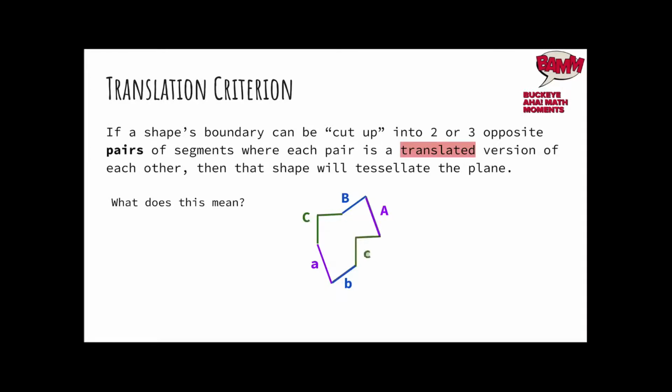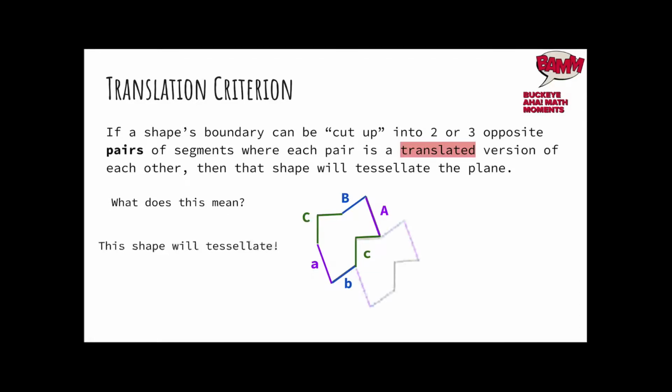And then you may notice that this corner C is actually also a translated version of the other side's corner, C. So this means that this figure has 2 or 3, in this case 3, pairs of segments which are translated versions of the other on opposite sides of the figure. According to this translation criterion, that means that this shape should tessellate. So let's see if it does.